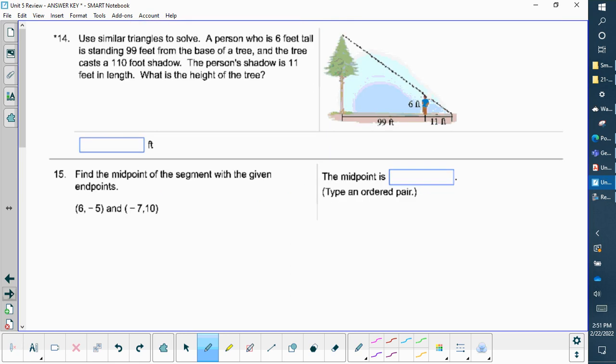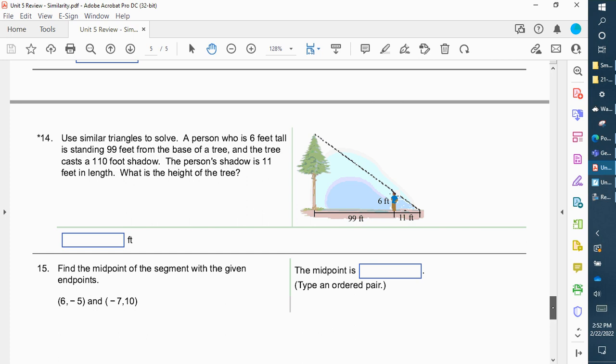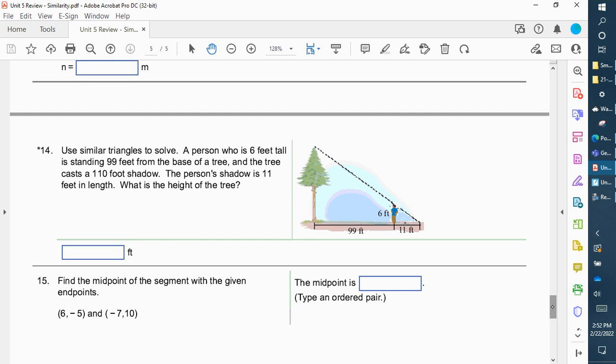Okay, very similar problem here. I'm going to make sure this actually says 11. It looks like 11 to me, but I'm going to double check. So let me get my thing out here. And yep, 99 and 11.